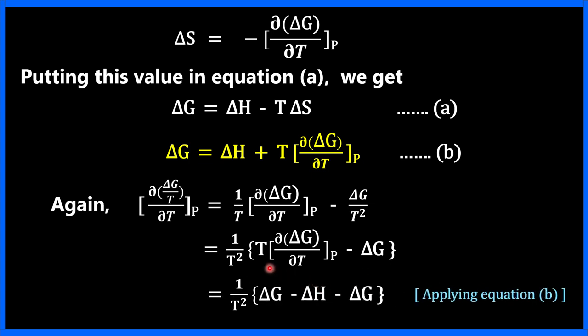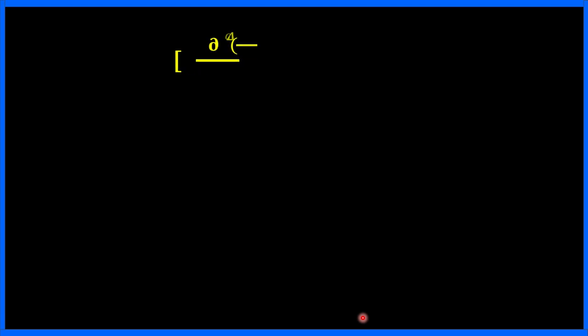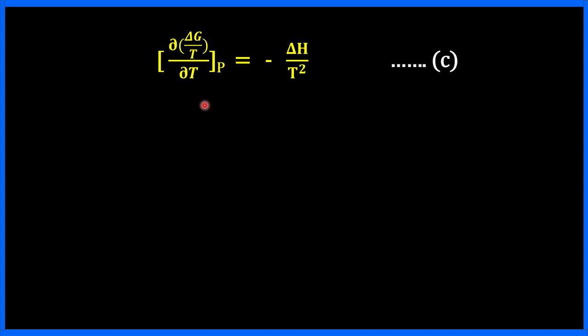Now, T into del of delta G by del T at constant P can be replaced, from equation B, by delta G minus delta H. So this term can be replaced by delta G minus delta H, applying equation B. Now this delta G and this delta G cancel each other. Therefore, del of delta G by T by del T at constant P is equal to minus delta H by T square, equation C. This is another form of Gibbs Helmholtz equation.